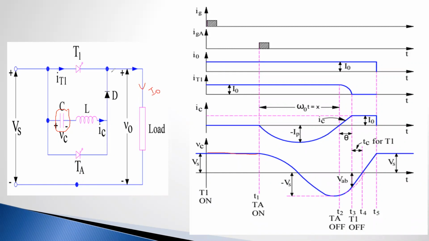For example, if 5 amperes of current is flowing through this thyristor, the same 5 amperes of current is flowing through this load also. So the magnitude of the current through the thyristor is the same as the load current. Clear? That's why it is represented like this: IT1, I0. Okay. And is there any capacitor current flowing?